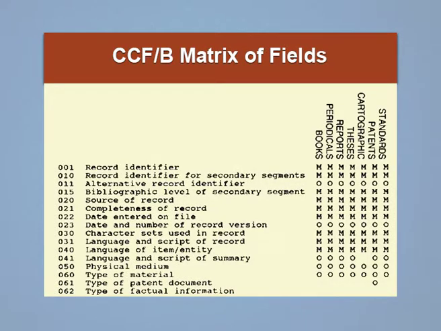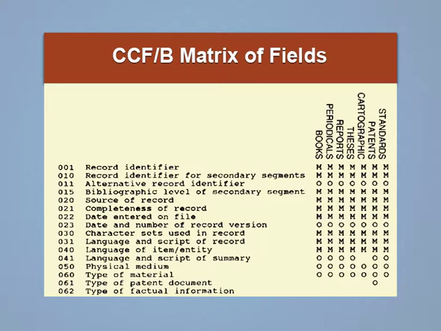Now, if you look at the screen, you see there is a matrix. And how do you understand this matrix? It says this is the tag, for example, 020 is the source of record. It indicates different document types: books, periodical, report, thesis, patent, standards, etcetera. If we see the status of 020, source of record is mandatory for all document types.